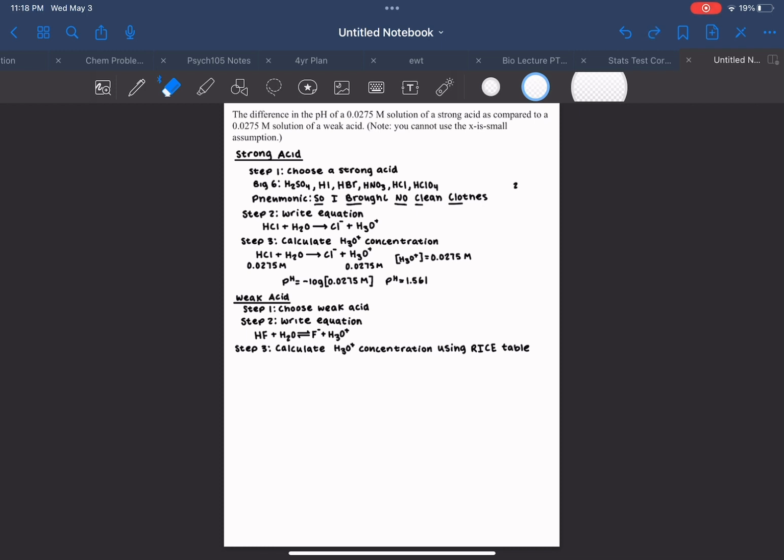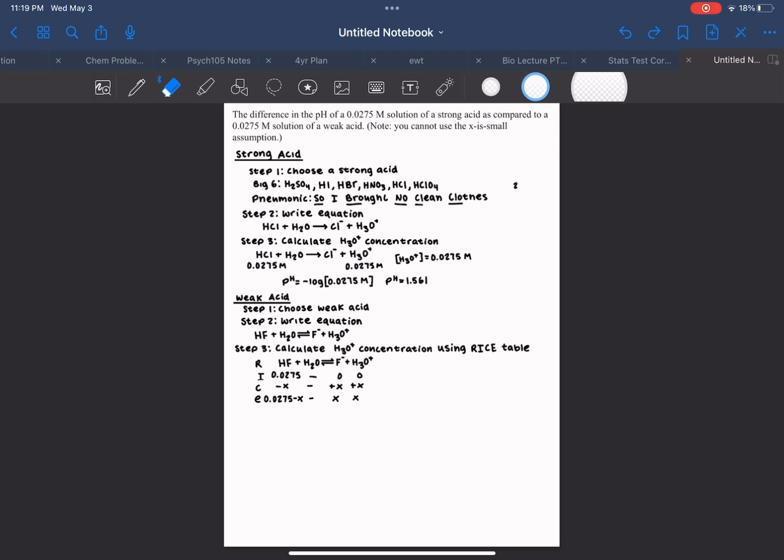Now we're going to set up an ICE table because we can't assume the final concentration is the same as the initial, since it's a weak acid. First, our reaction, which we already did. Next are our initial concentrations, which are 0.0275 molar for HF, but we don't know the final. We're going to assume that no ionization has occurred yet, so the initial concentration is 0 for the products. Next, we do our change. Reactants are going to be negative, the coefficient times x. Since there are no coefficients in this problem, it's just negative x in the reactants and positive x in the products. Next is our equilibrium row, where you take your initial plus or minus the change value.